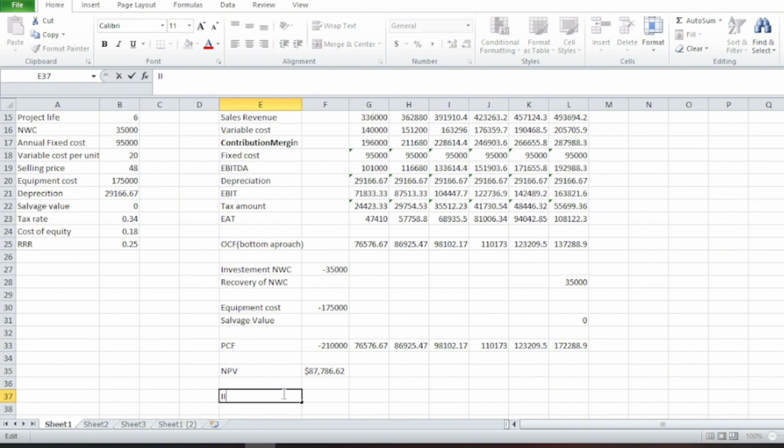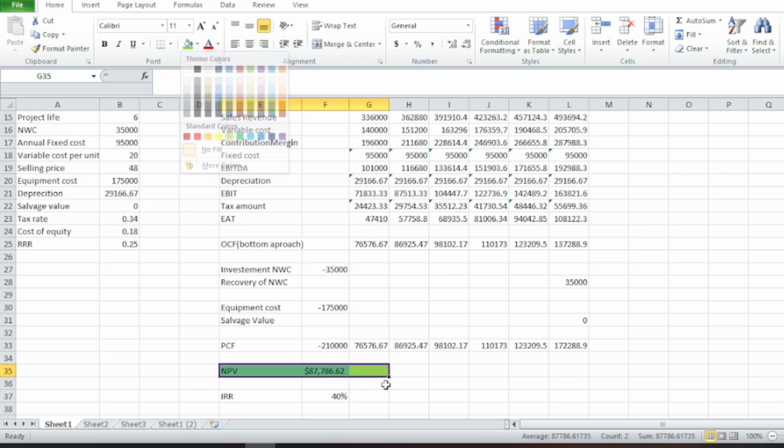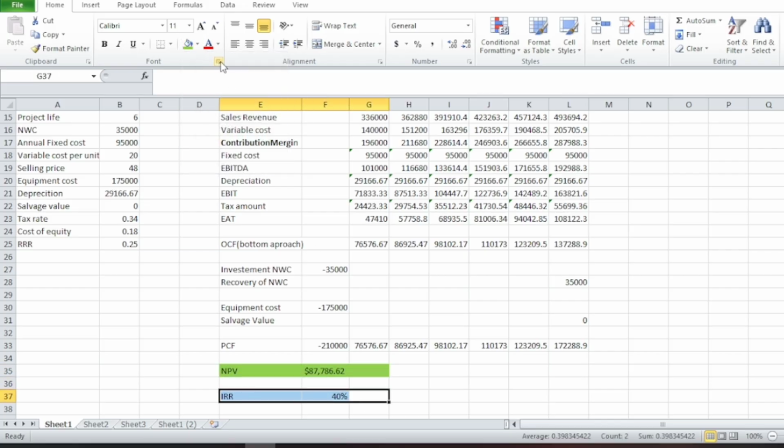Now we will find the IRR. We know the IRR formula: IRR of our values. So our IRR is 40%, and our NPV is positive and our IRR is also higher than the required return, which means Bangladesh Biscuit Limited should accept the project as it is expected to add value to the company.